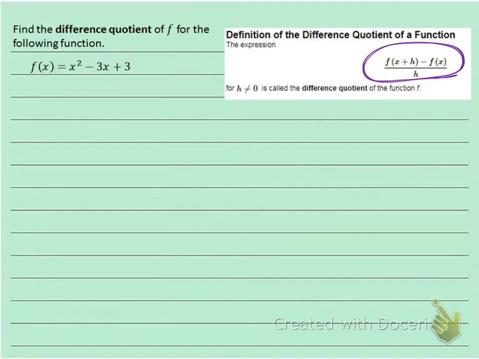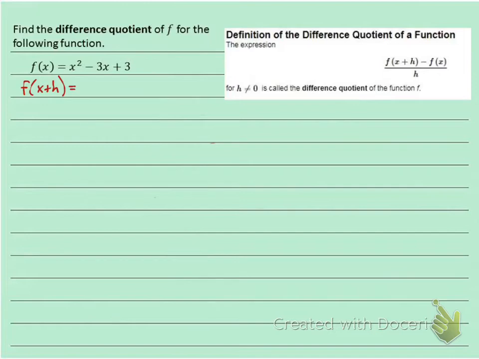We're going to have to find the f of x plus h, put it there. We already know the f of x, right? That's what they gave us over here, the f of x. We know that. And then it's always going to go over h. So we need to find the f of x plus h first. Let's do that. The f of x plus h.